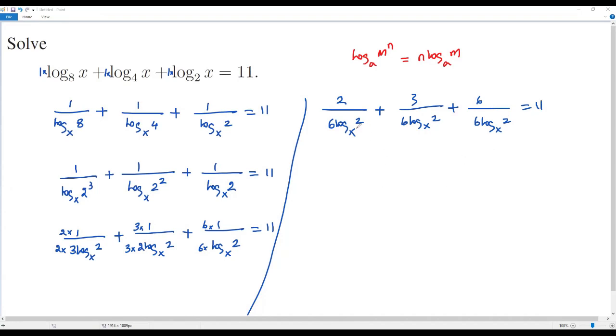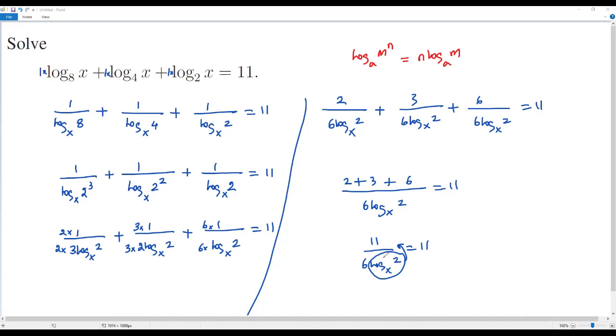So now we can take this 6 times log base x of 2 as a common denominator. Then we get 6 times log base x of 2. And since I have taken this one as a common denominator, we have to add the numerators. It is 2 positive 3 positive 6 equals to 11. Okay, when I add 2, 3 and 6, I'm getting 11 over 6 times log base x of 2 equals to 11.